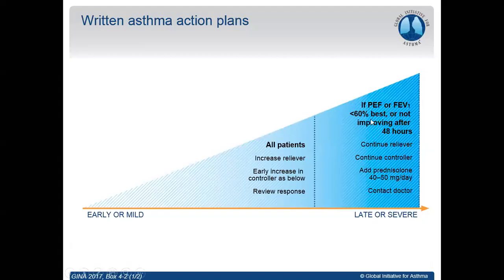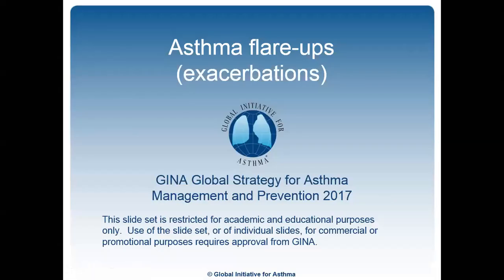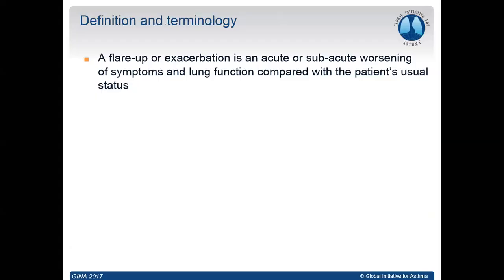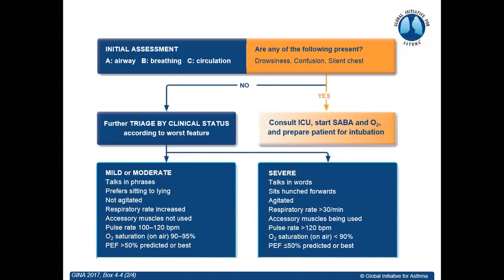So whenever your peak flow is reducing, you have to take the reliever, controller, and take prednisolone, and contact the doctor whenever they feel the worsening. Okay, so flaring up. I will touch upon the important flare-ups. You need to understand what is mild to moderate and what is severe.